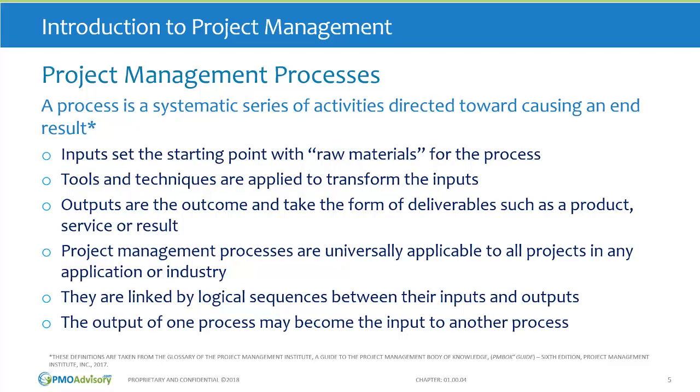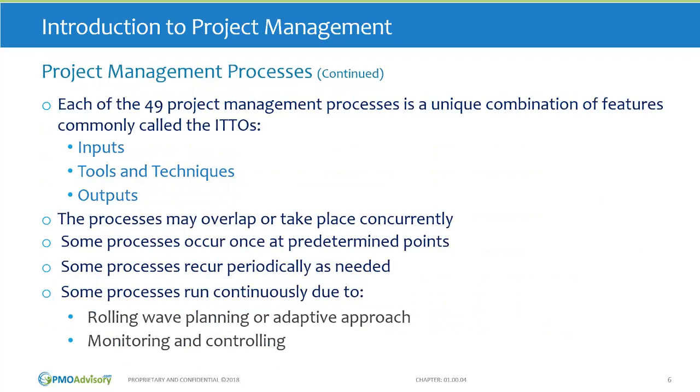There is a logical relationship between the inputs and the outputs. In addition, the output of one process may become the input to another process. So inputs and outputs also connect the different processes. In the PMI framework, there are 49 different processes, and each is defined by a unique combination of its inputs, tools and techniques, and outputs. These are referred to as ITTOs.